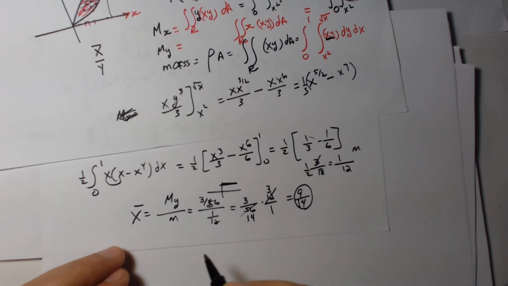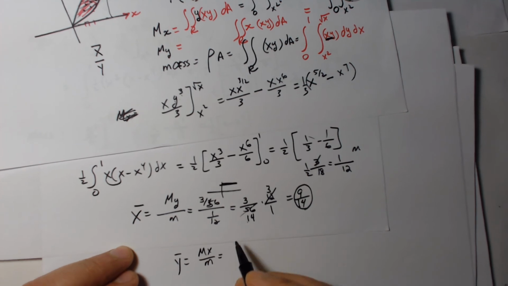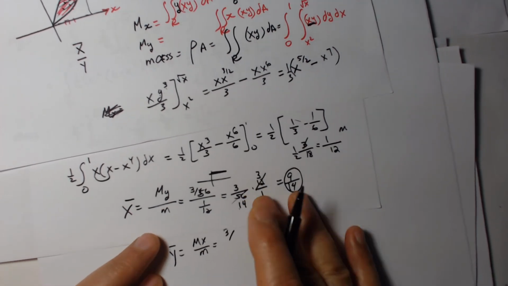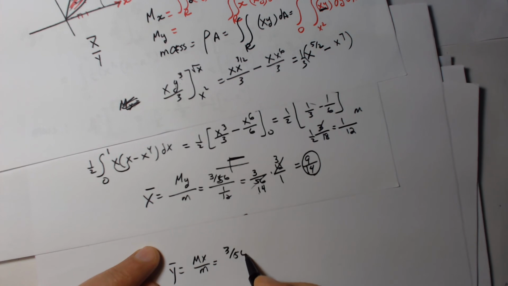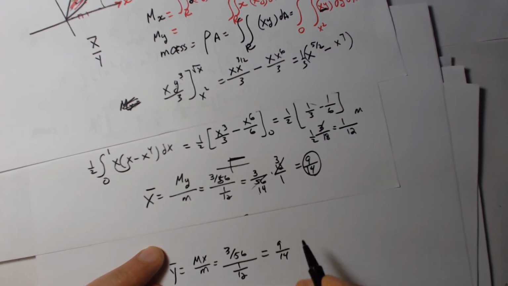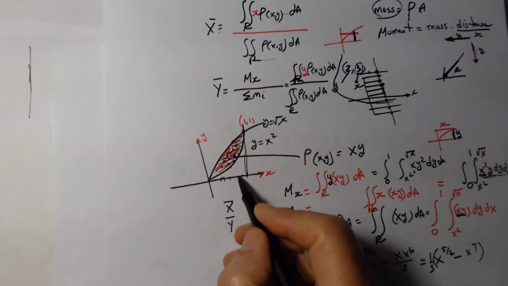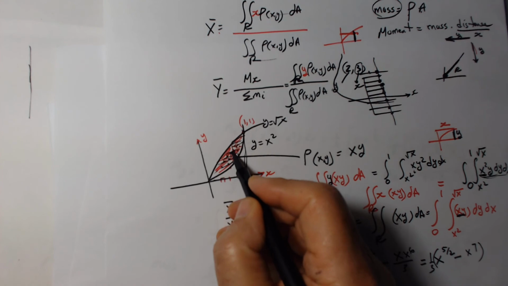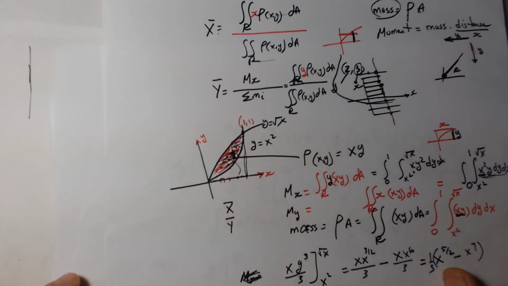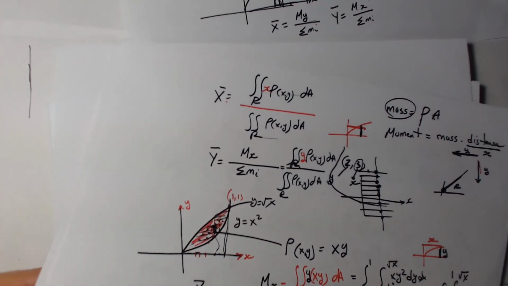And the y bar is the moment about the x over the mass, and is equal to 3 over 56 over 1 over 12, and that's also 9 over 14. Therefore, 9 over 14 is a little bit past 1/2, and it's going to be someplace around here that becomes the center of the mass.